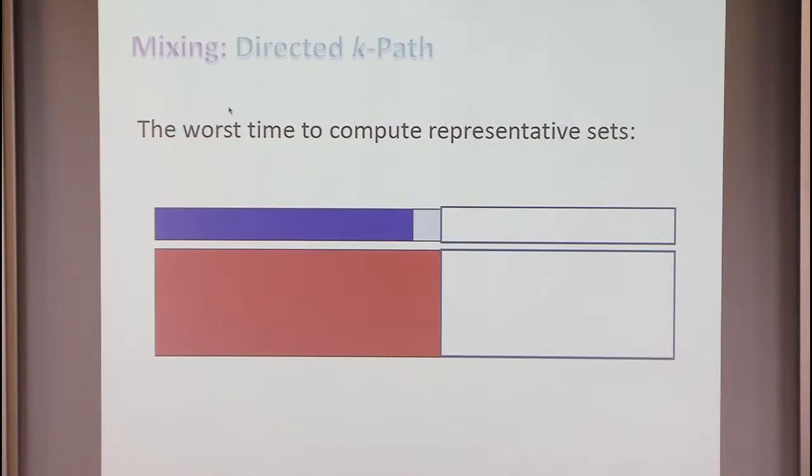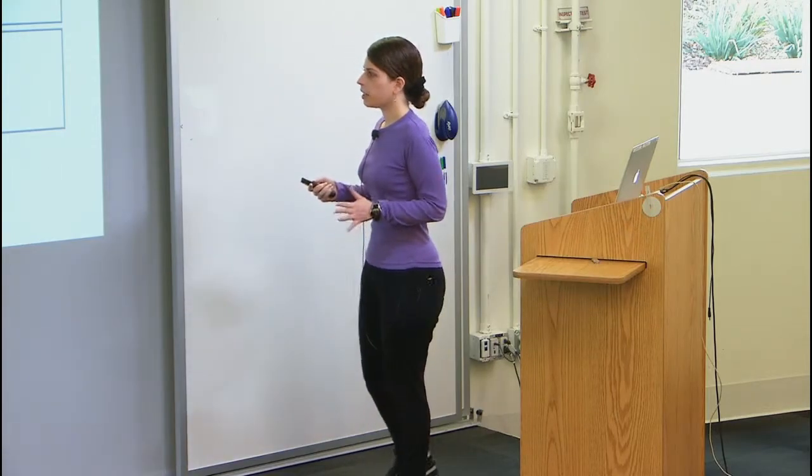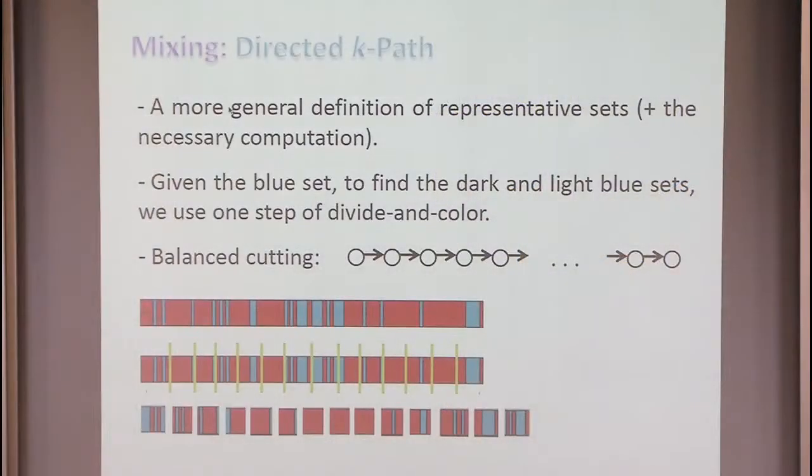However, when we look at each part separately, we see that the situation actually remains bad with respect to the red part. It contains slightly more than half of the red part, but it is actually good with respect to the dark blue and light blue part. It already contains all of the nodes in the dark blue part, so we can even forget about them, and it contains significantly less than half of the nodes of the light blue part. Okay, so we are good with respect to the dark blue and light blue part. So we give a more general definition of representative sets and the necessary computation that captures and exploits this imbalance.